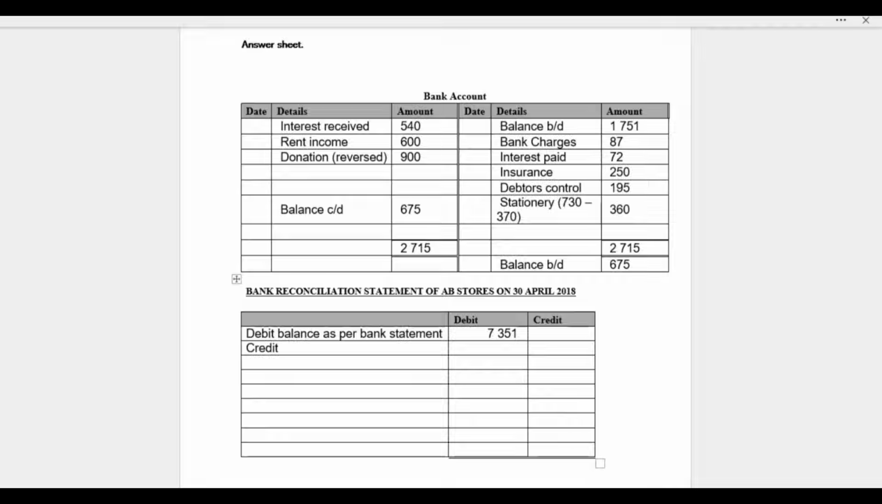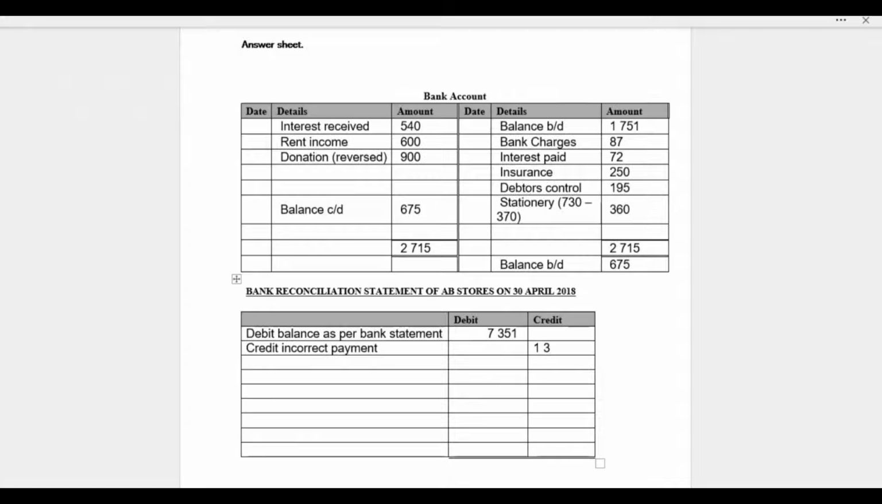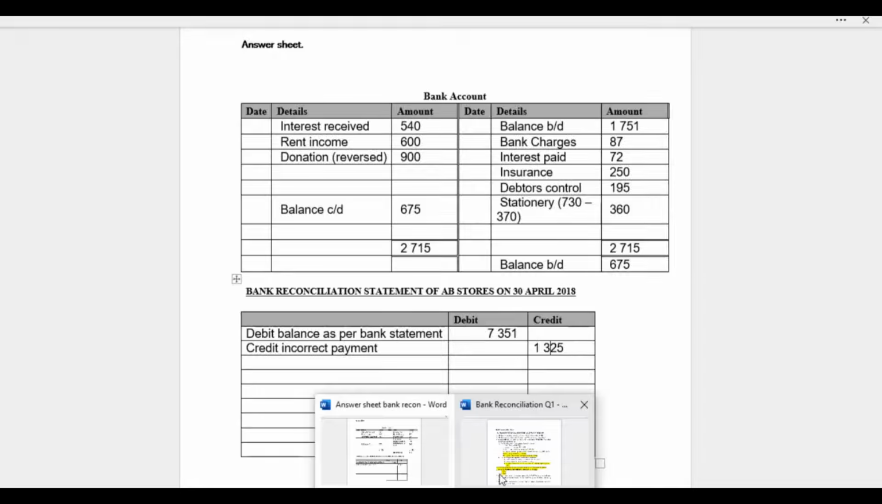Credit incorrect payment of how much? 1,325. All right. And then let's go to the next transaction.